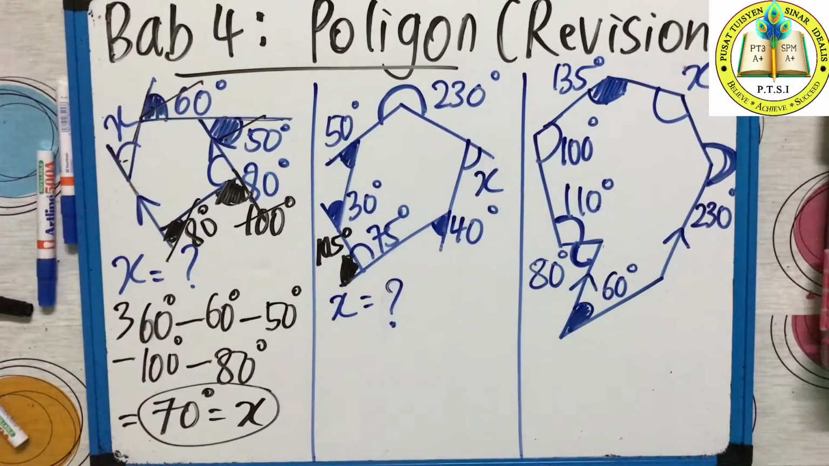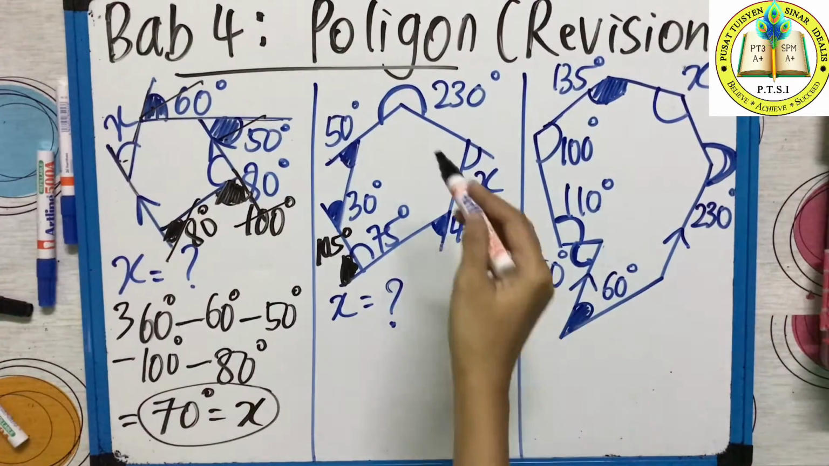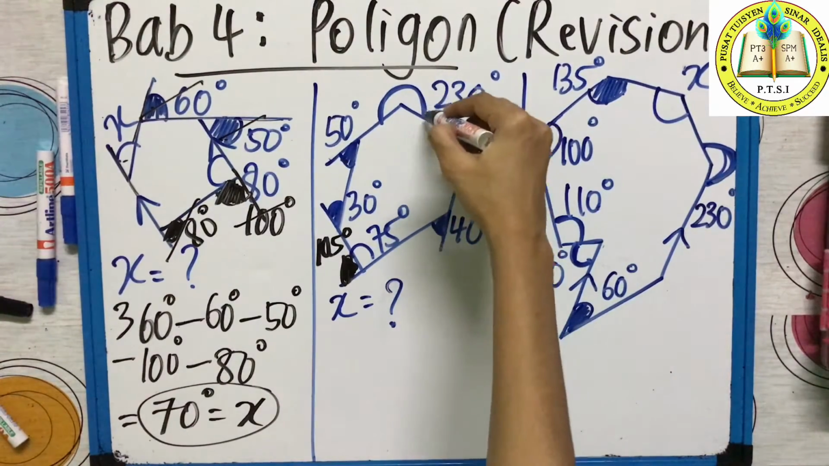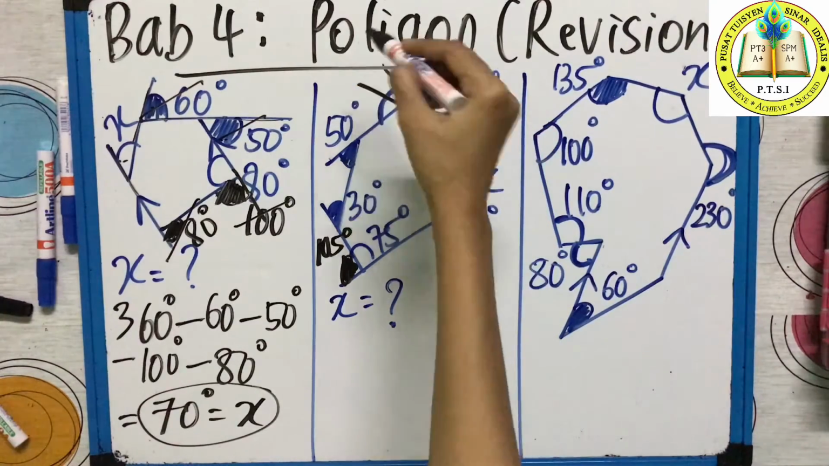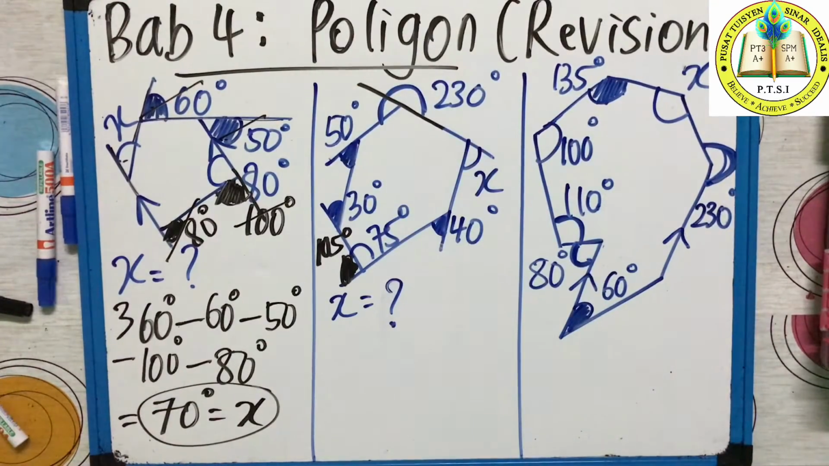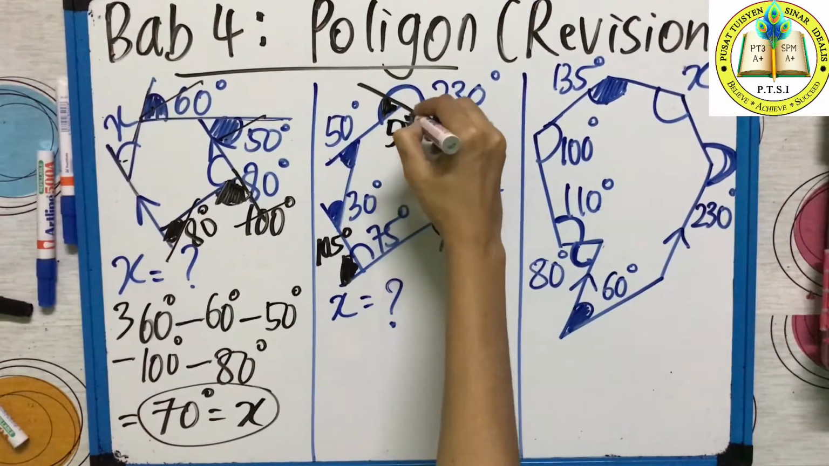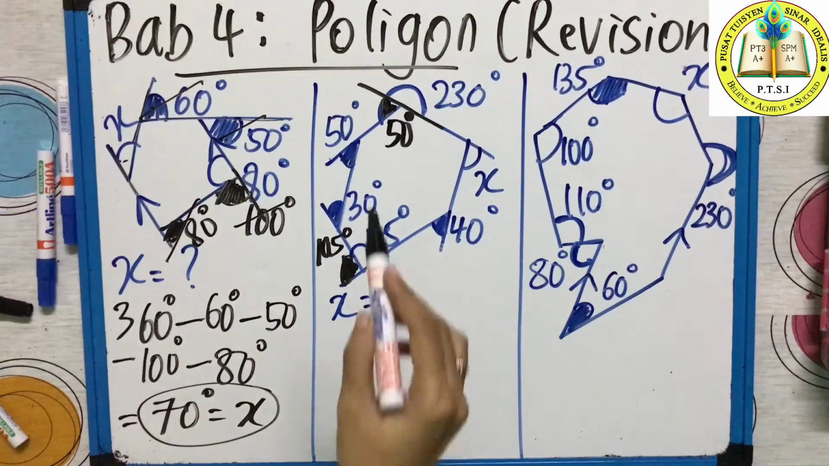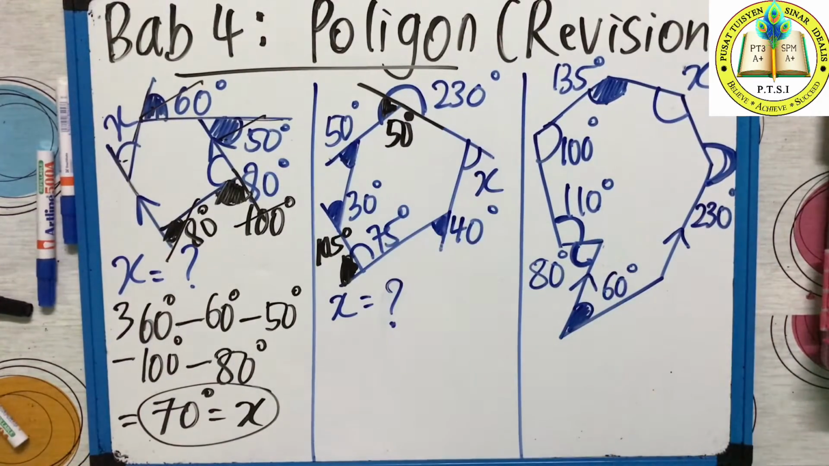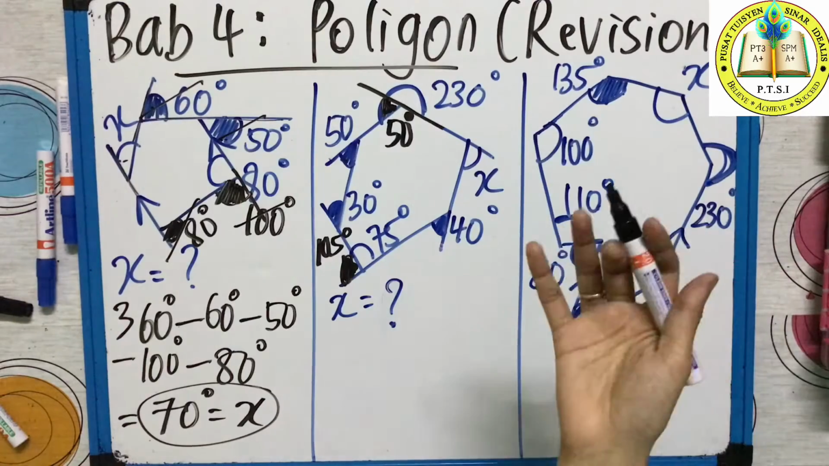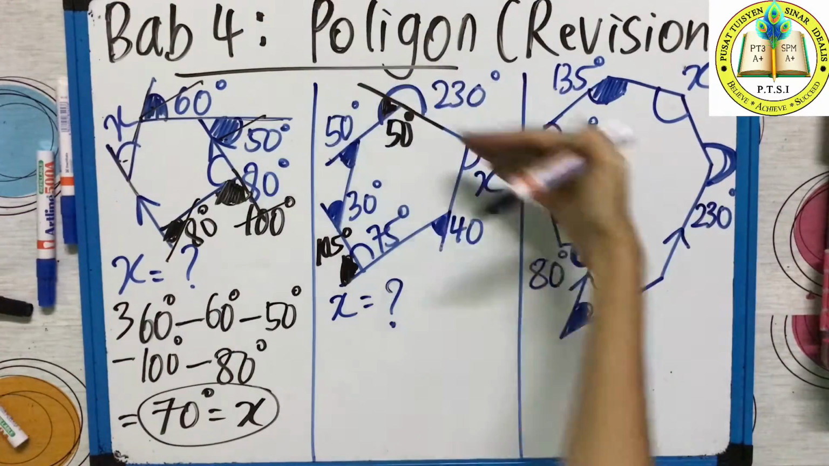But if you look at the 230, class, it is not a straight line. Actually, the line supposed to be straight like this. Yes or no? But it's not a straight line. So what is supposed to do? 230 you must minus with 180. Kamu akan dapat sudut ini 50 darjah. You cannot use the full 230 sudut luar, tak boleh. Sudut luar tu mesti satu garis lurus.